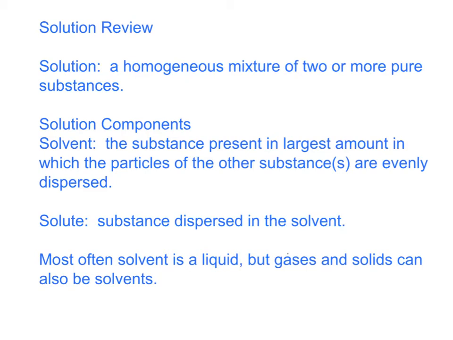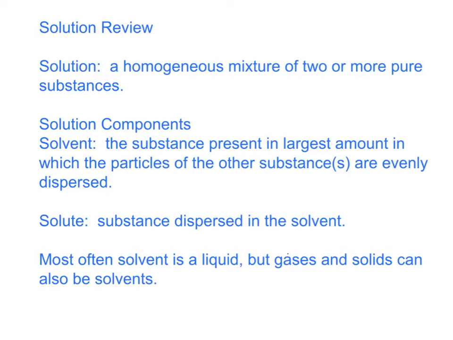All right, so first of all, we have to go back and do a slight review of our solutions. The first term is a solution itself, which is a homogeneous mixture of two or more pure substances. Solutions have two components. They have a solvent, and the solvent is the substance that's generally present in the largest amount, and it's the substance in which the particles of the other material are evenly dispersed. And then the next word is a solute. This is the substance that is dispersed in the solvent. So think salt in water. The salt would be your solute, the water would be the solvent.